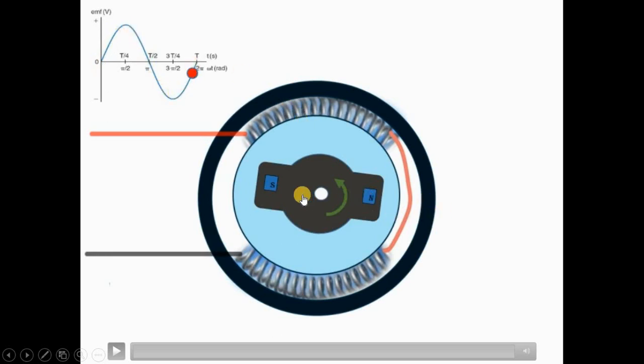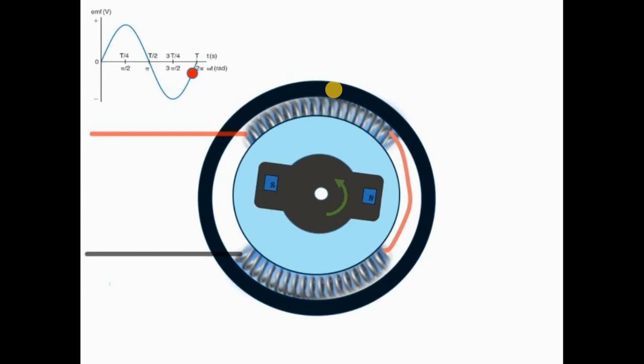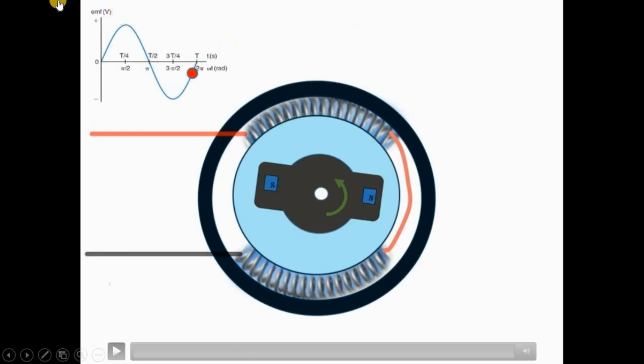I repeat, since there are two poles in the rotor, one north pole and south pole, when the rotor completes one full revolution, that is 360 degree of rotation, this coil comes under the influence of one north pole and one south pole. When the coil is under the influence of north pole, positive half cycle is generated, and when the coil is coming under the influence of south pole, negative half cycle is generated. So full cycle of AC is generated.